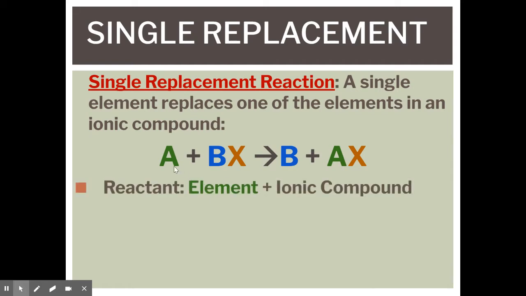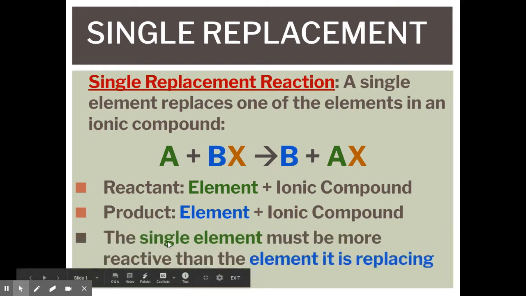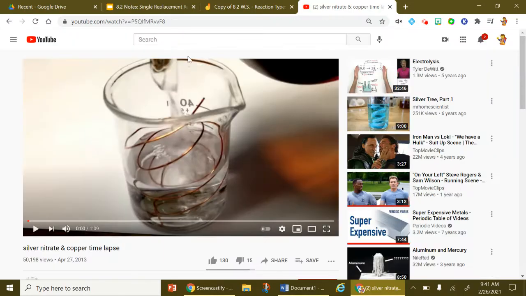The reactants are an element and an ionic compound, and the products are also an element and an ionic compound. We've just switched which element is the lone element and which element is part of the ionic compound. Now in order for this reaction to go, the single element coming in must be more reactive than the element that it is replacing. And let me show you a video example of a single replacement reaction.